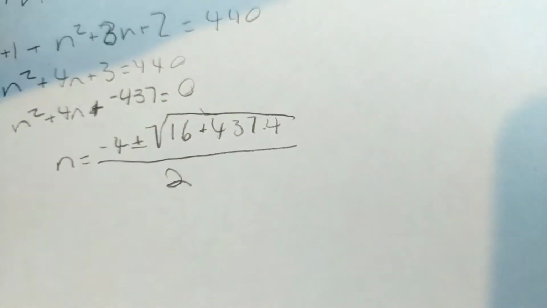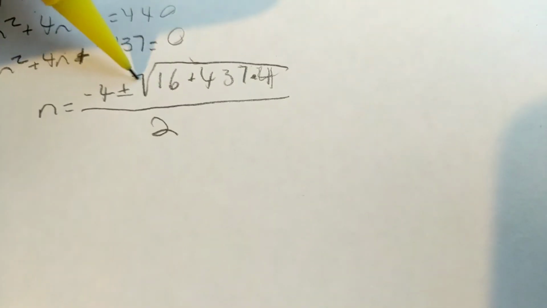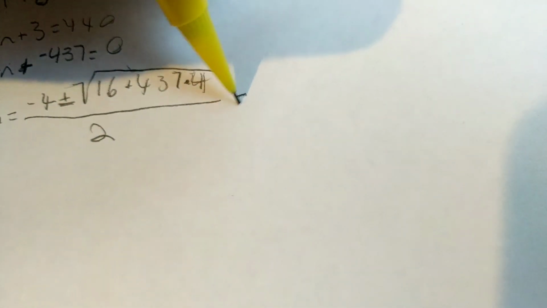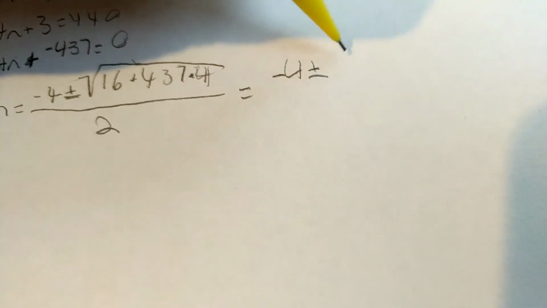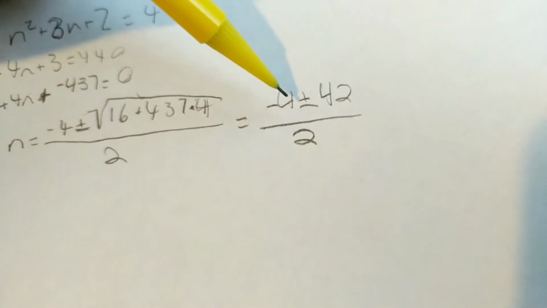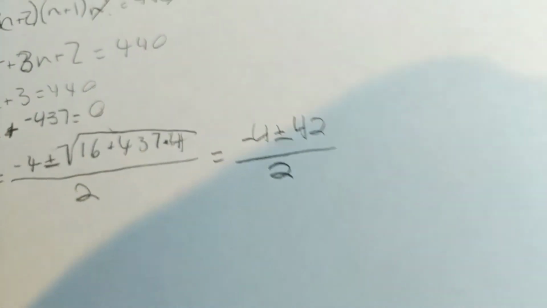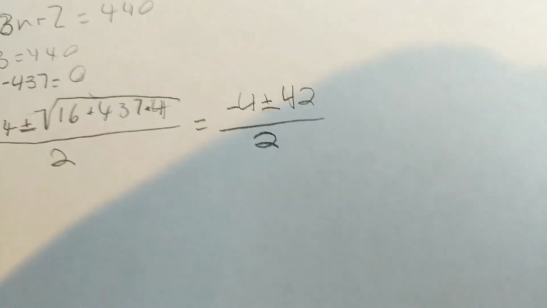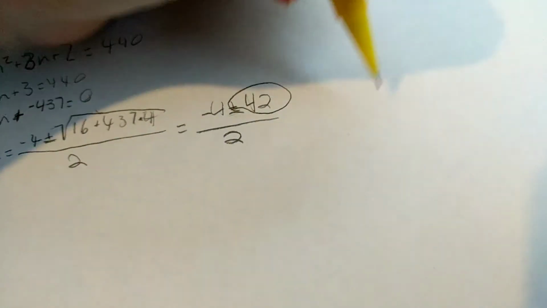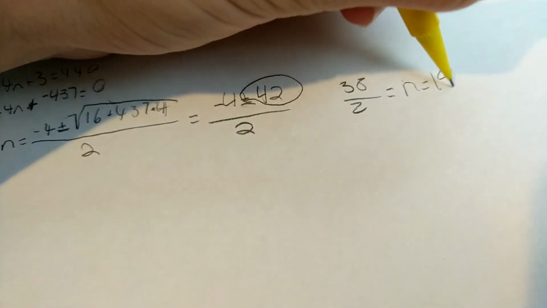I've already gone ahead and done this, so it's equal to this. Now if we say that it's the negative one, then that's going to give me a negative value for n, which as we know can't be possible because it's the factorial of n. So that means that n must be the positive one. So that means that it is 38 over 2, which means that n is equal to 19.